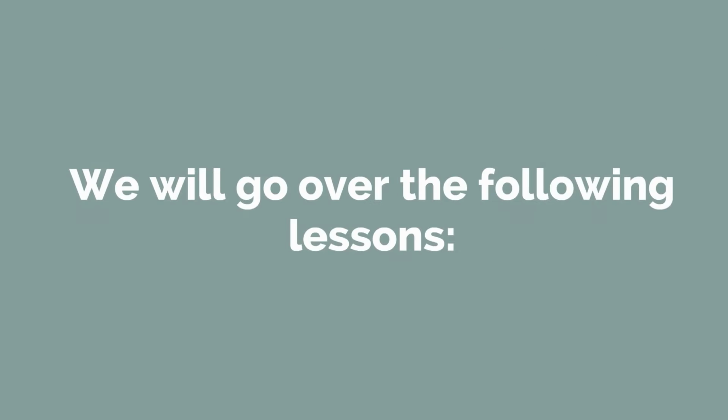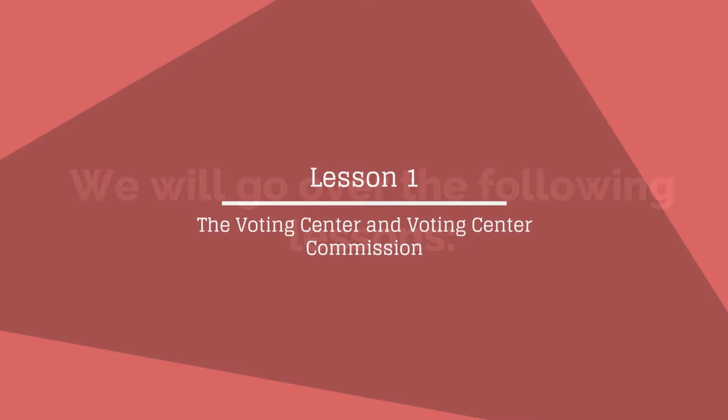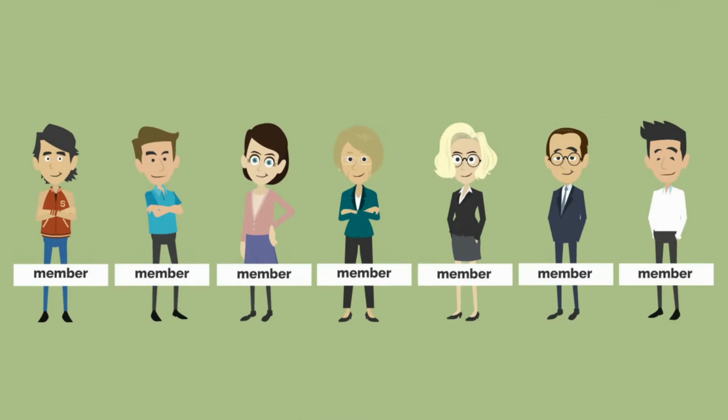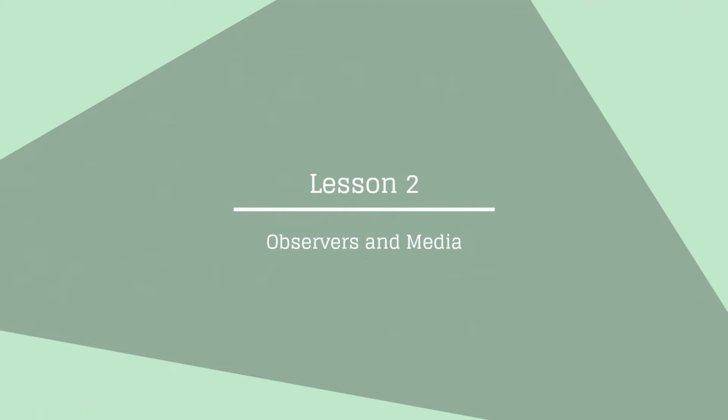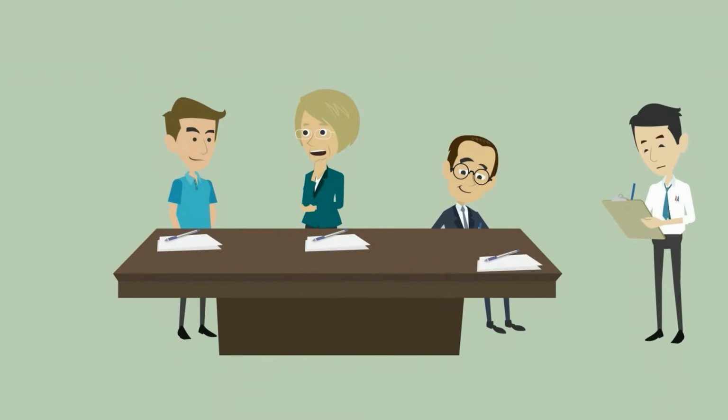We will go over the following lessons. Lesson 1, the Voting Center and Voting Center Commission. Here you will learn the basics about what is a voting center and the commission that runs it. Lesson 2, observers and media. Yes, you. We know you know your job, but we'll quickly go through some rights and responsibilities of observation for elections in Albania.